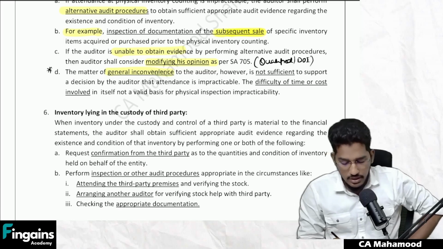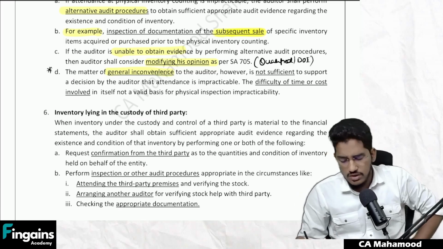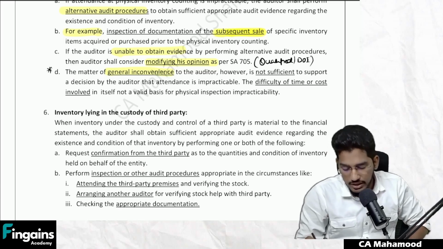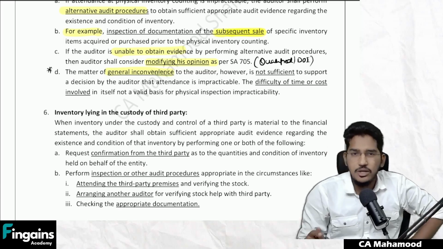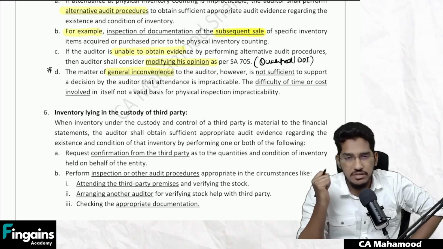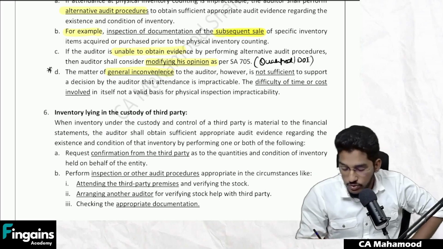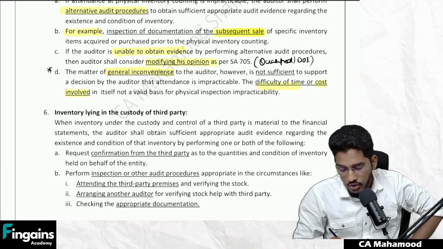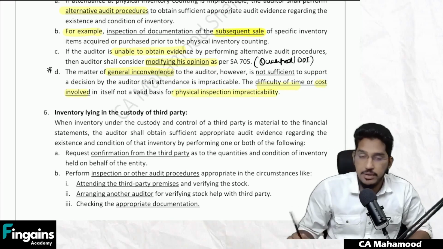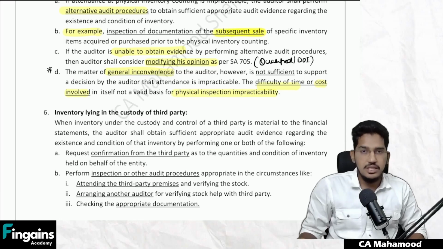The matter of general inconvenience to the auditor is not sufficient to support a decision by the auditor that attendance is impracticable. You can't use these silly reasons for saying that physical verification is impracticable. And also the difficulty of time, the difficulty of cost involved is in itself not a valid basis for physical verification impracticability. As I mentioned, there is a difficulty of time.